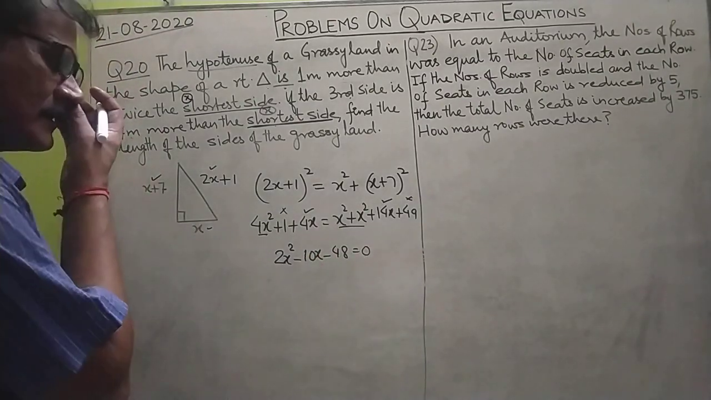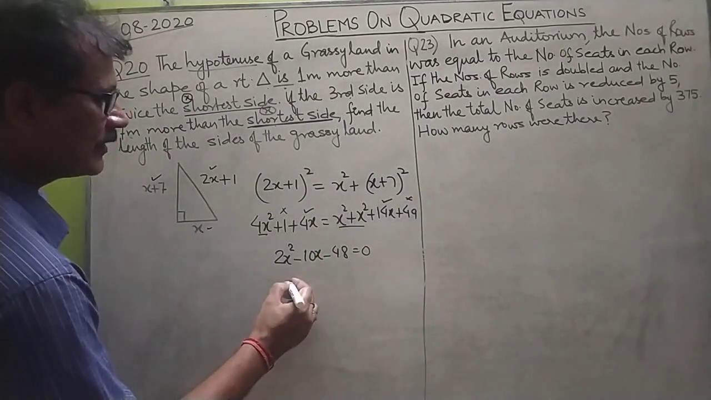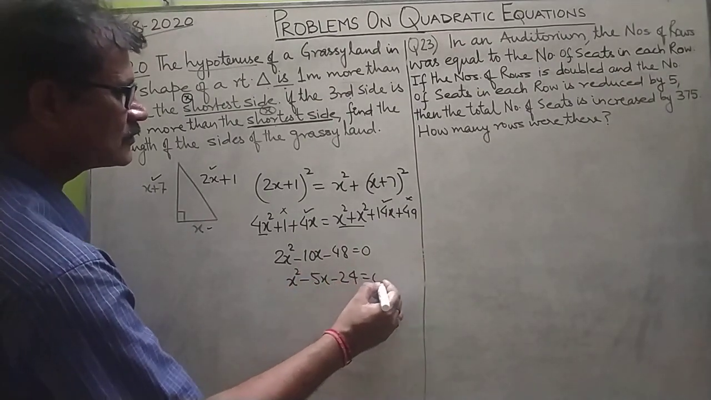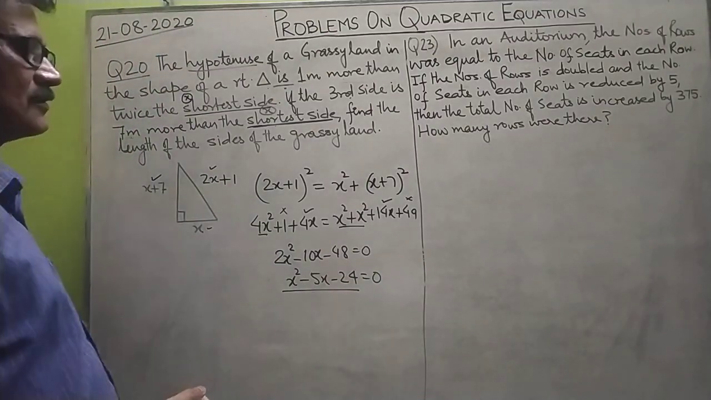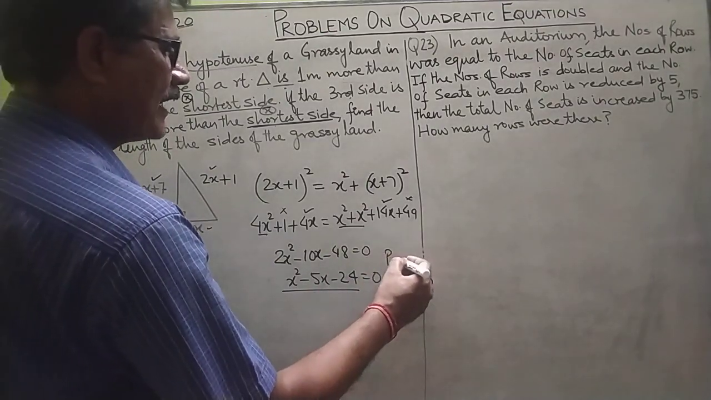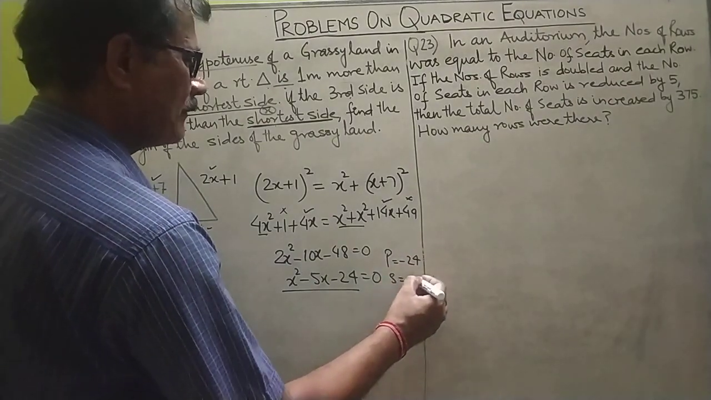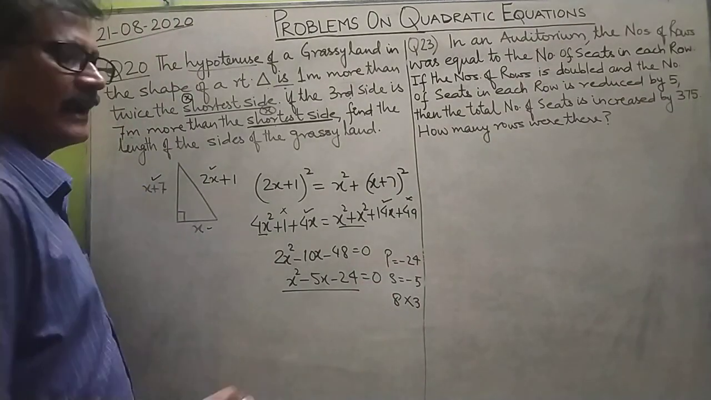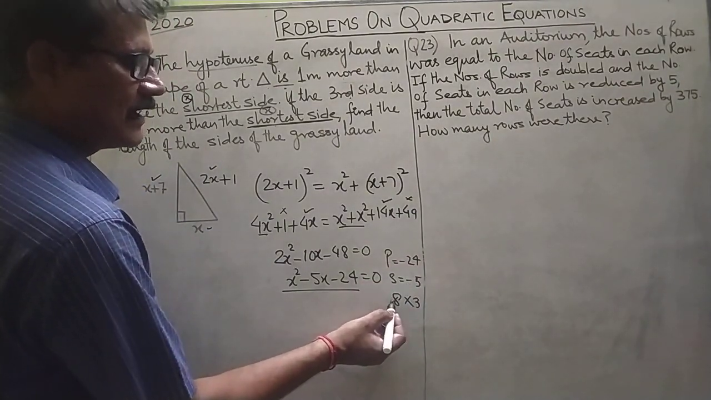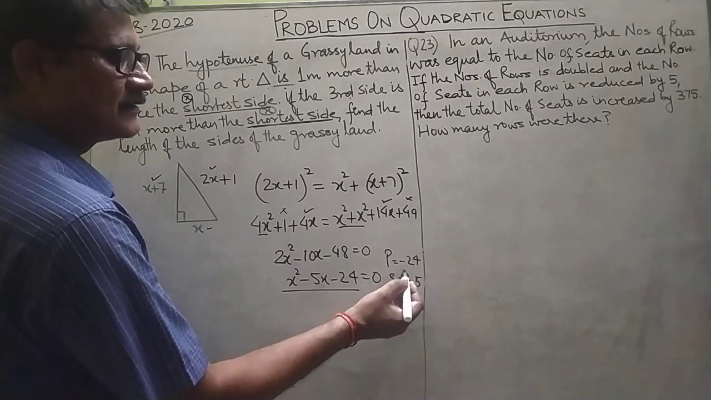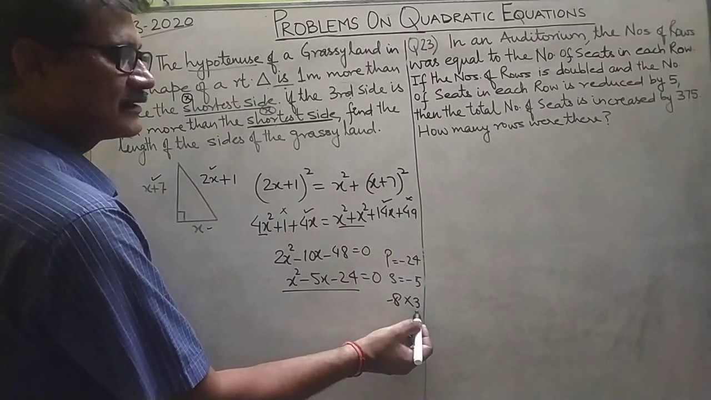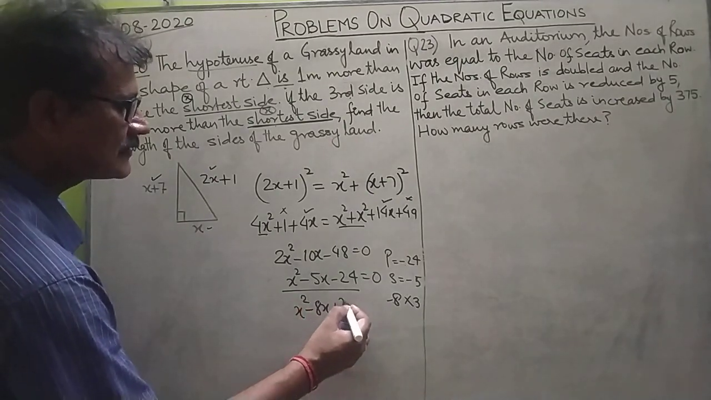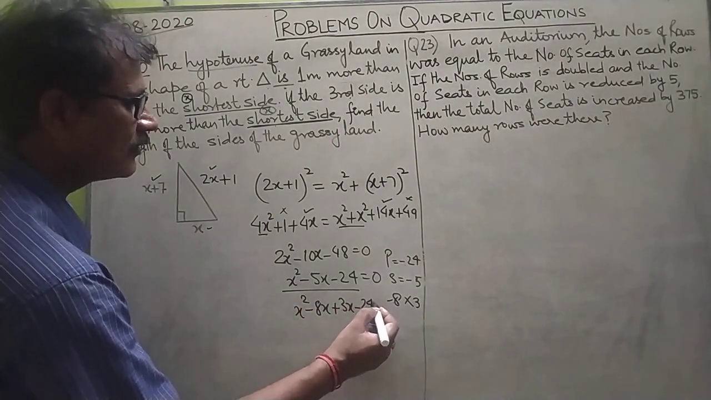Again, this equation is reducible by dividing by 2. So we can divide by 2 and write it as x square minus 5x minus 24 equals 0. And this equation is very simple to solve because the product here is minus 24 and the sum required is minus 5. We can see that 8 threes are 24. And the sum is negative, so the largest number has to be negative. So minus 8 plus 3 is minus 5. So we can write this as x square minus 8x plus 3x minus 24 equals 0.